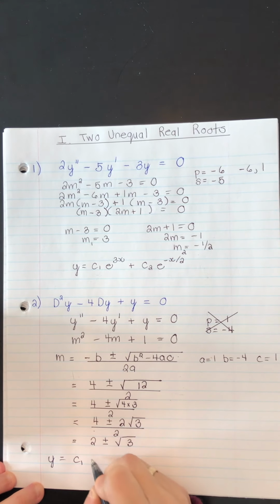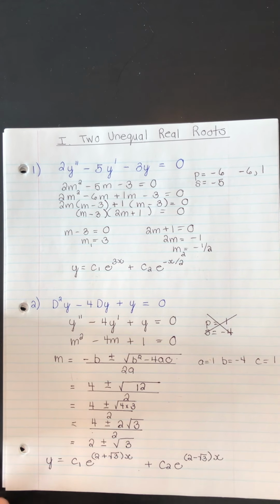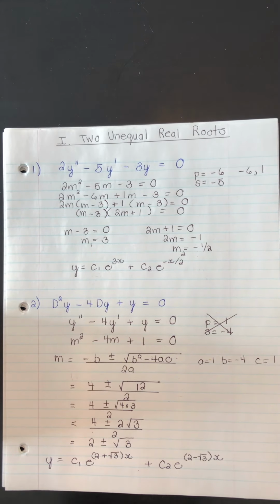C1 e to the m1 x plus C2 e to the m2 x, like that. Okay, so then that's pretty good. But we could also write this by recognizing here, this is the same as e to the 2x multiplied by e to the root 3x.